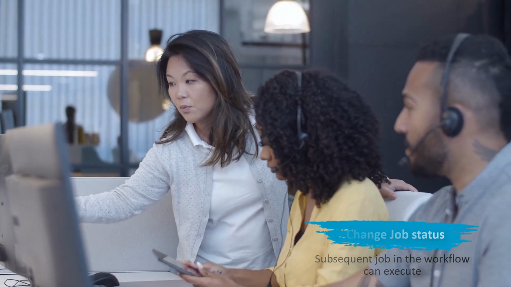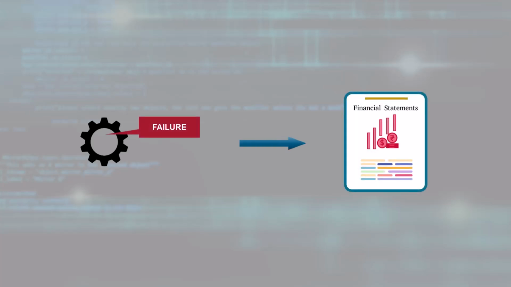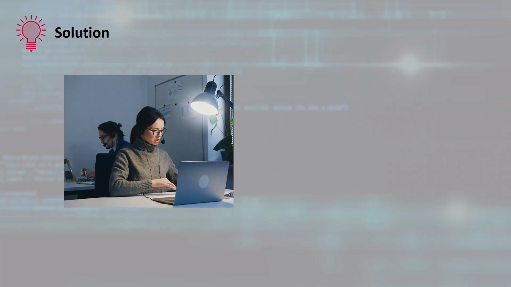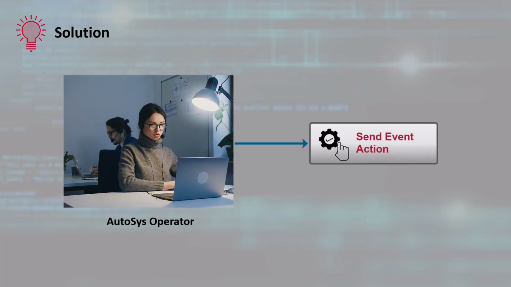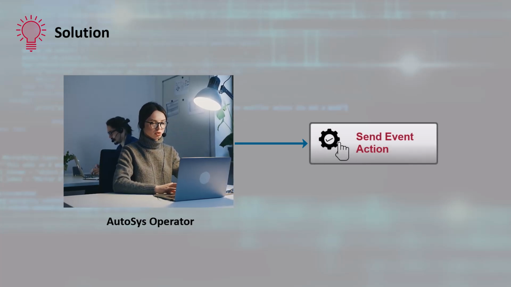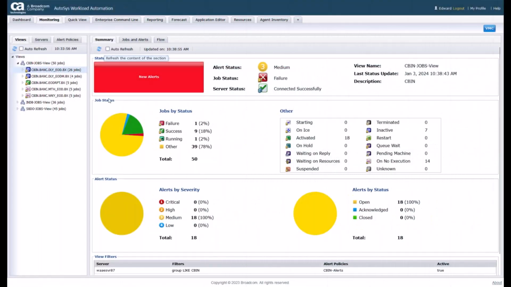can execute. A failure status of a job affects report generation and prevents other departments from receiving their reports on time. To address this challenge, workload automation operators can use the send event action on jobs, enabling the process to resume quickly and ensuring timely report generation. Let's start by checking for any job failures in the summary tab. You can see that one job has a failure status.